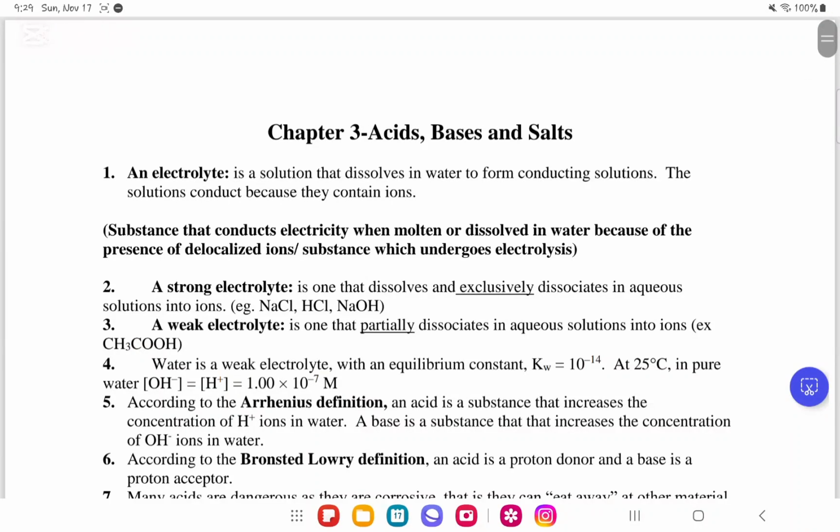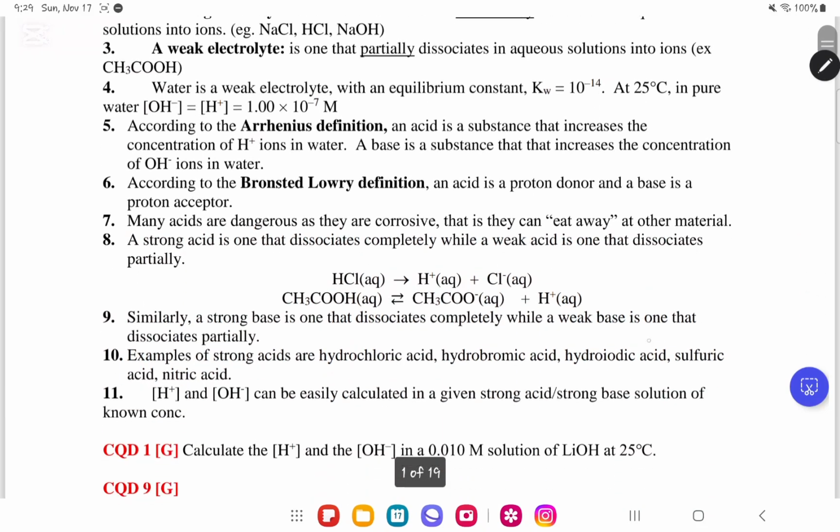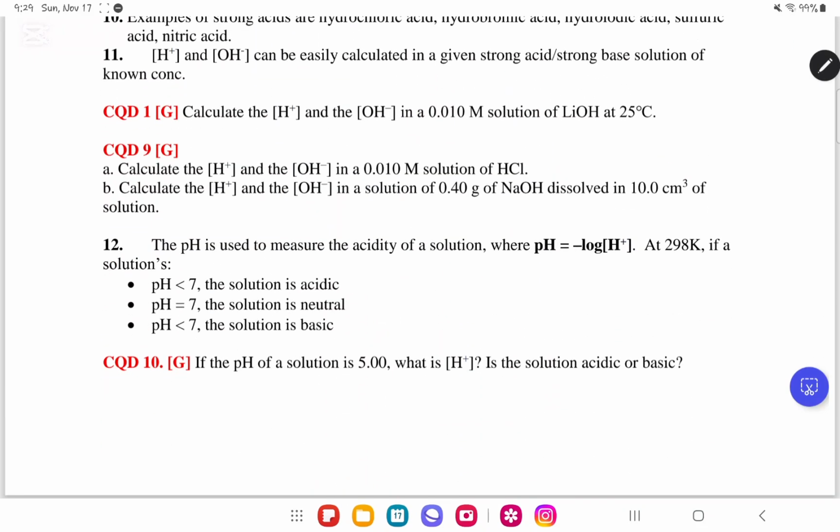So today I'll be explaining the chapter 3 CQD questions. All the questions and exercises, everything. So let's start. We're going to start with the CQD number 1.